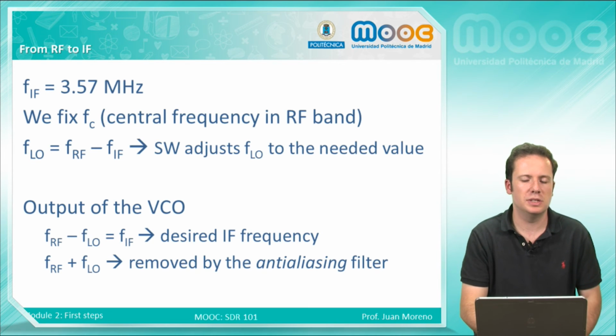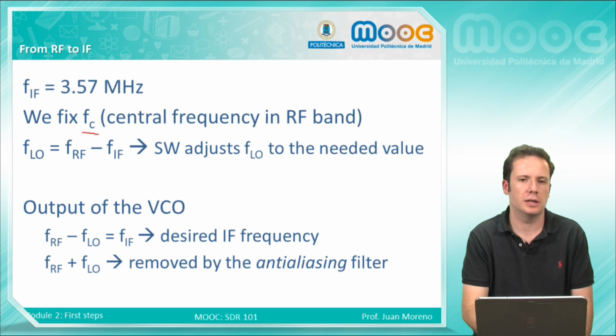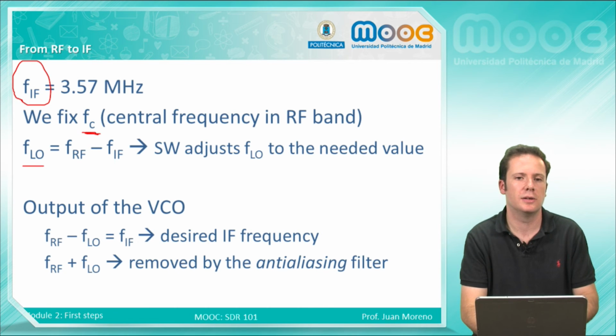Some details about these frequency conversions. The intermediate frequency in this device is 3.57 megahertz. We can fix, of course, the radio frequency of the circuit. So, if we have an intermediate frequency fixed and we need to change this depending on the application that we have, the RTL will change the frequency of the local oscillator to have the proper frequency.